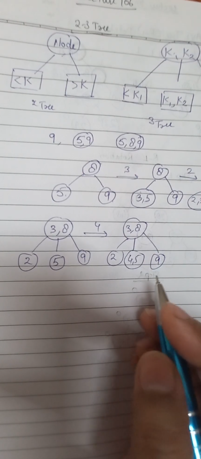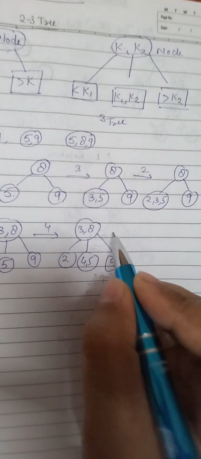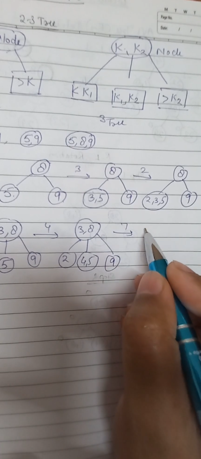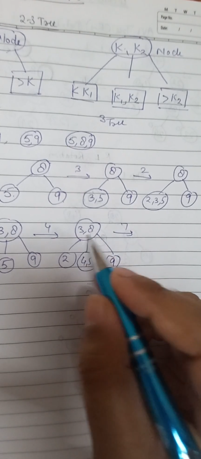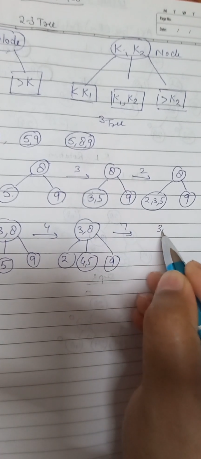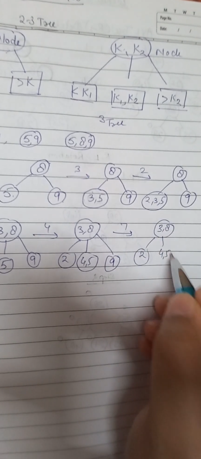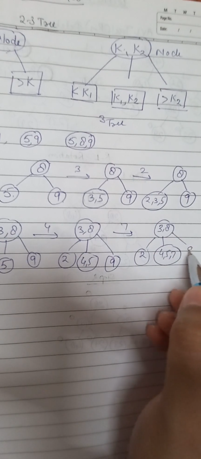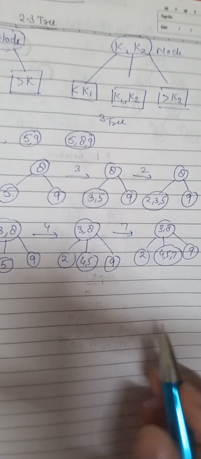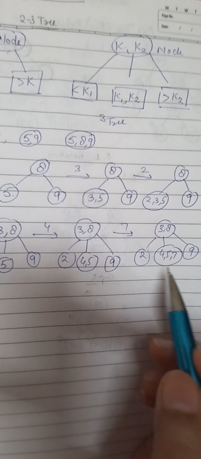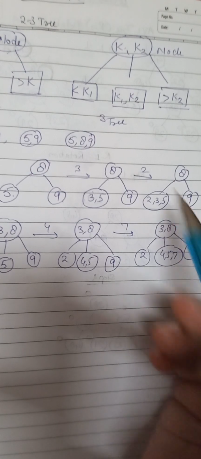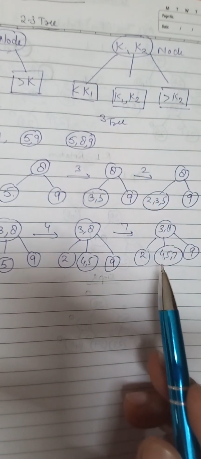Now suppose we are adding 7. 7 will come over here because it comes between 3 and 8. So we will write like this: 3, 8, 2, 4, 5 and 7 and 9. Right? Till now it is okay, but now here again there are 3 values, but we can't have 3 values. We can have maximum 2 or minimum 1 value.